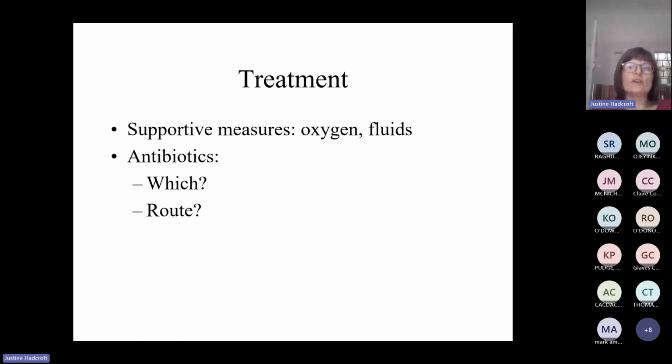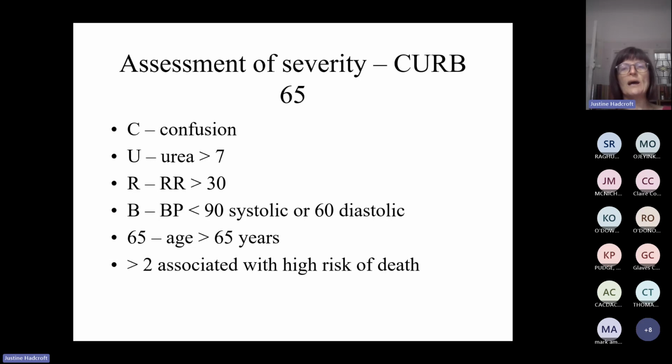So then onto treatment. If a patient is hypoxic, they need oxygen. If they are hypotensive, or they're dehydrated, or they've got an AKI, or they're not passing much urine, they need fluids. And then we need to treat the underlying pneumonia with antibiotics. And the question there is always which and which route. So this is where this severity assessment for pneumonia comes in. I expect you're all familiar with CURB 65.